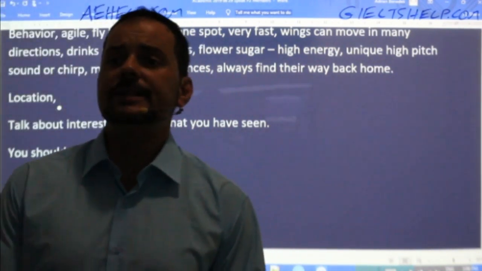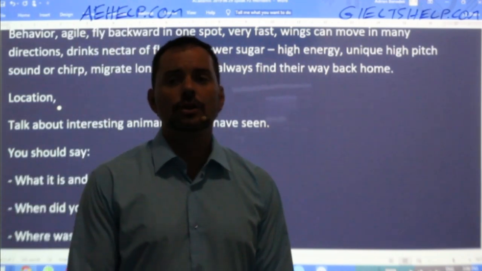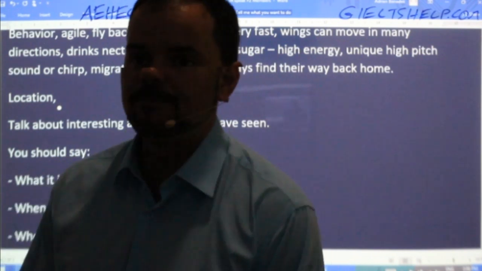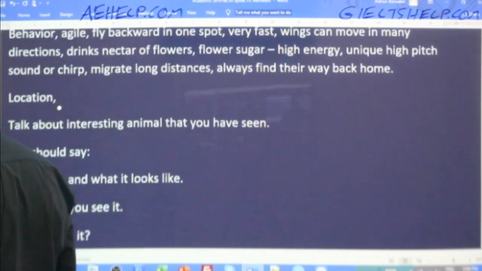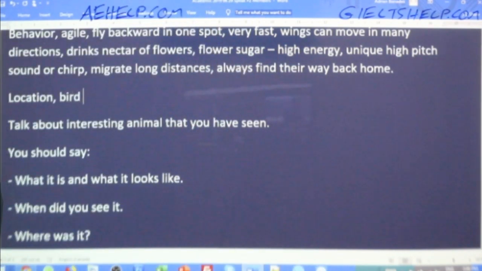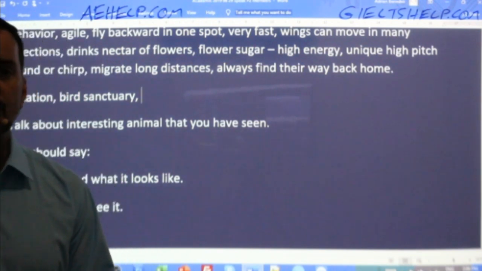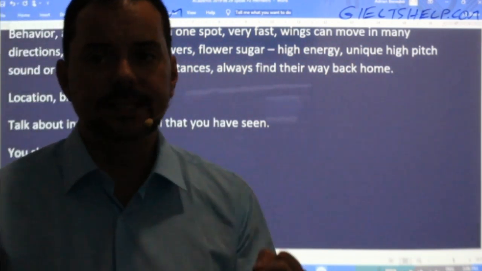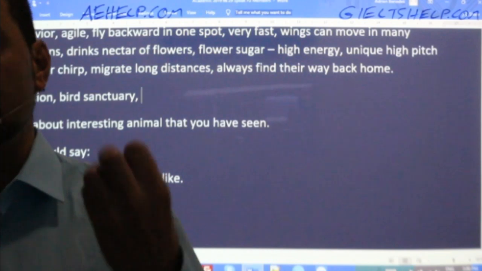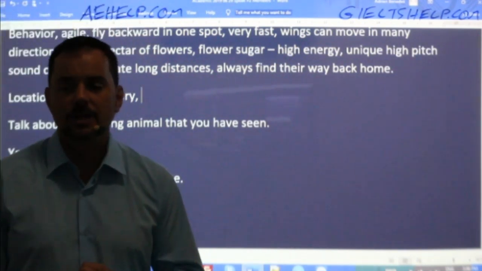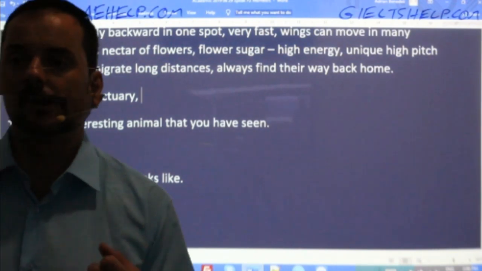Okay, Preeti, that long voyage is called a migration. It's migration. Okay, Parminder says, I saw it in a bird sanctuary. Where in the bird sanctuary? So again, this is where you want to go for details. When you're planning your ideas, when you're visualizing, go for details. Okay, so you saw it in a bird sanctuary. Where in the bird sanctuary?